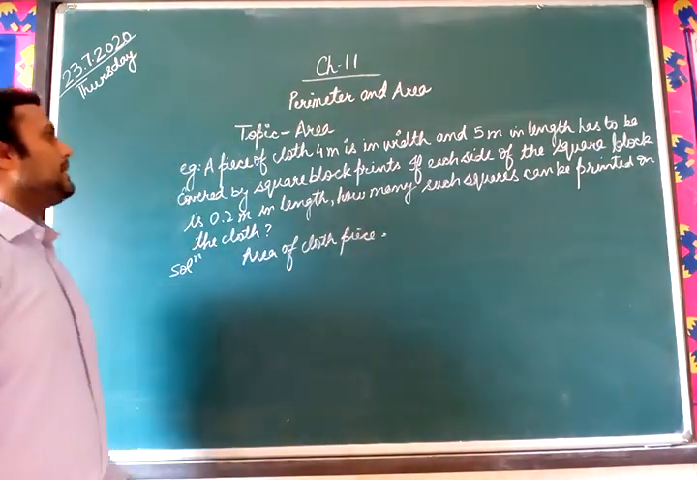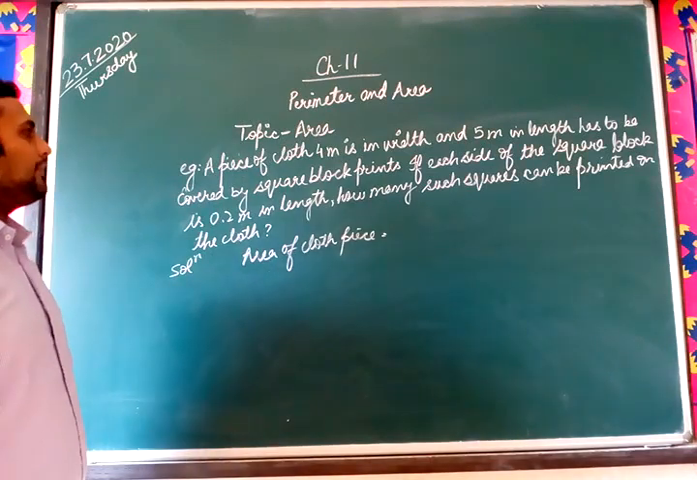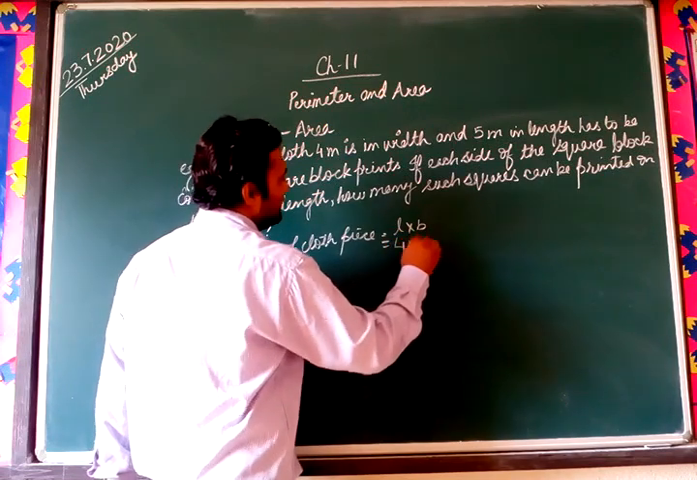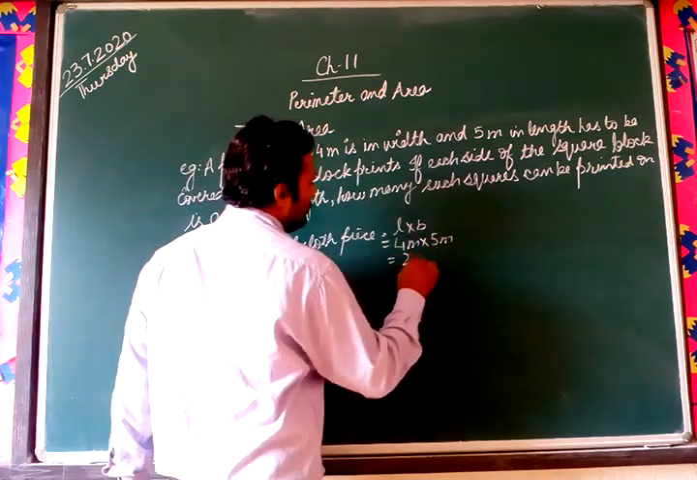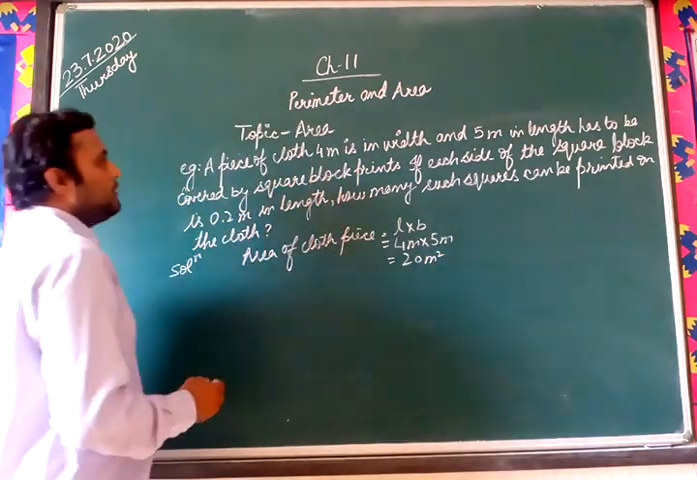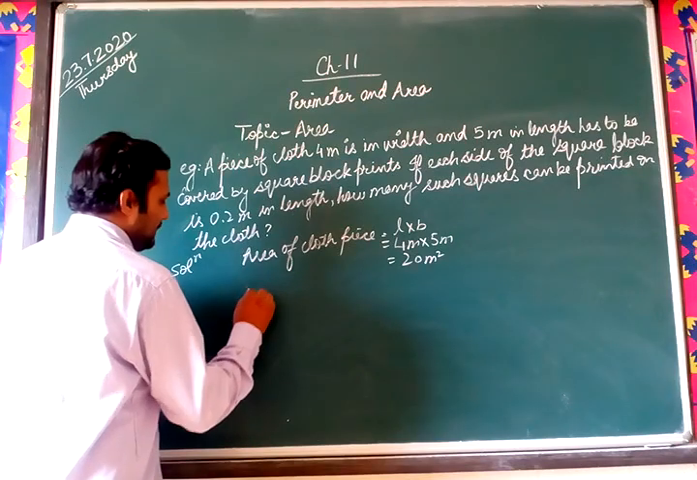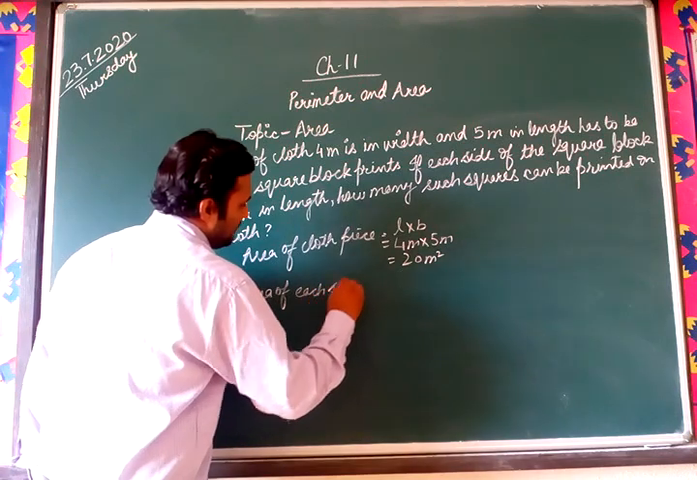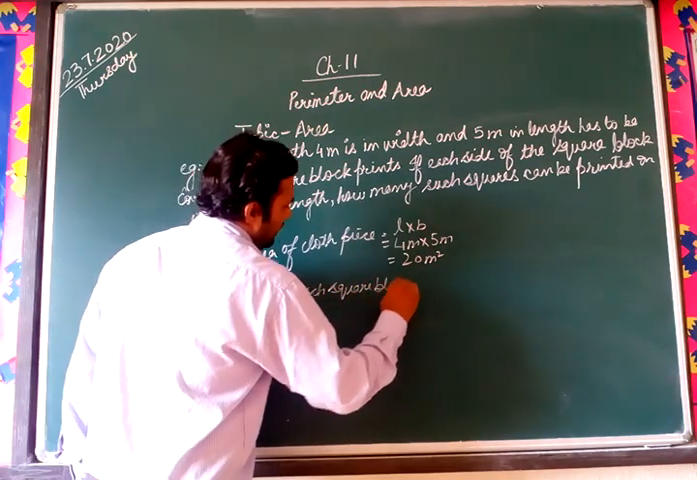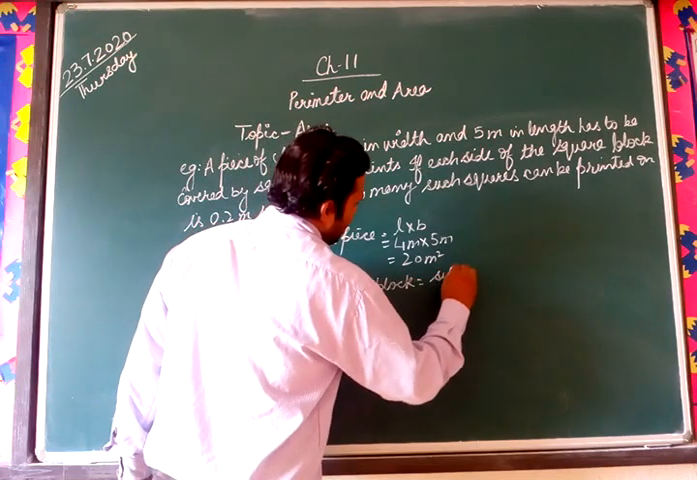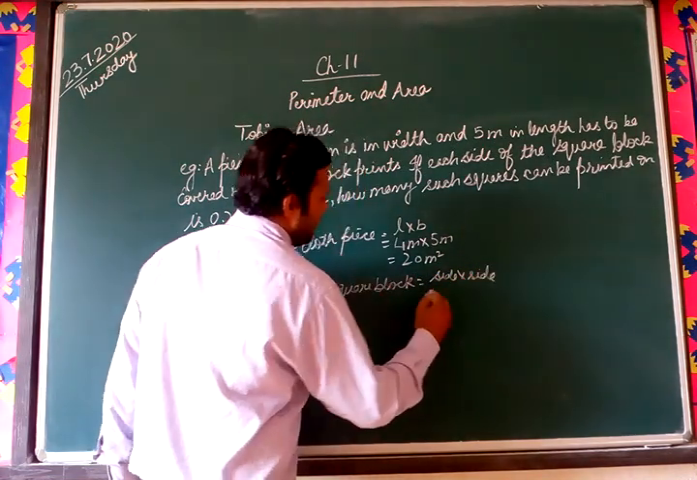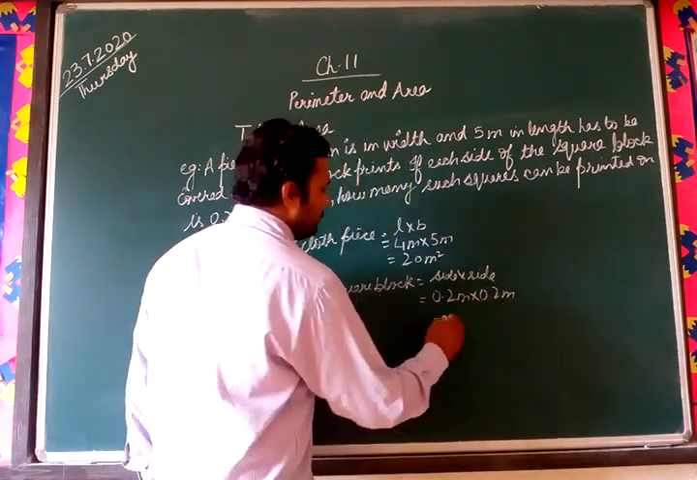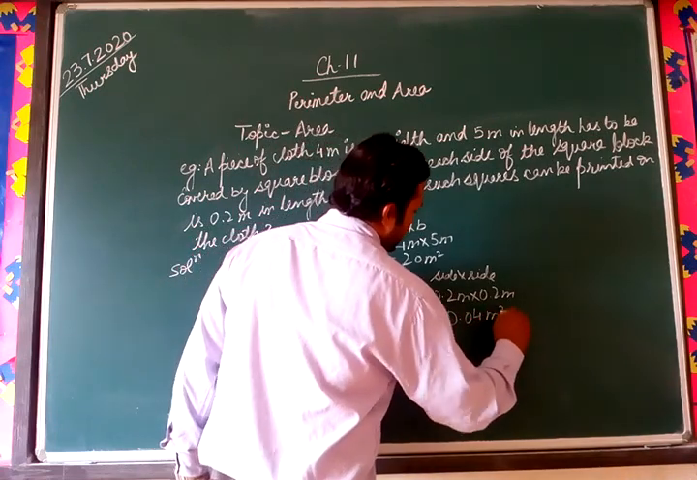The cloth piece is given in the form of a rectangle, so the area is length multiplied by breadth. So it will be 4 meters multiplied by 5 meters. It gives you 20 meter square. Now you have to find out the area of each square block. Area of each square block is side multiplied by side. The side is given as 0.2 meter, so 0.2 meter multiplied by 0.2 meter gives you 0.04 meter square.